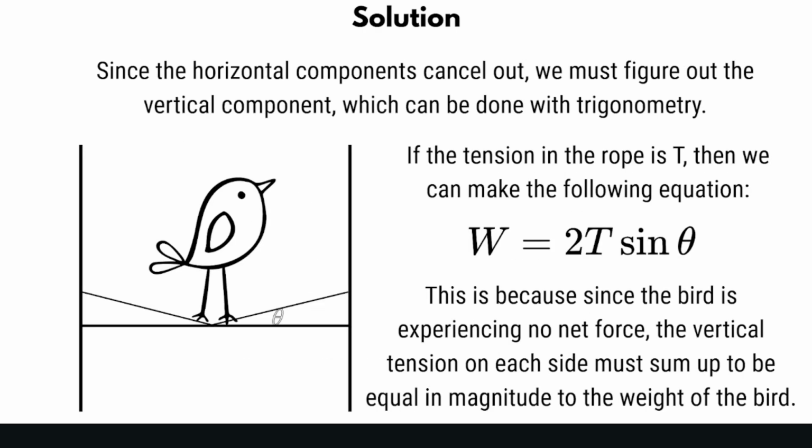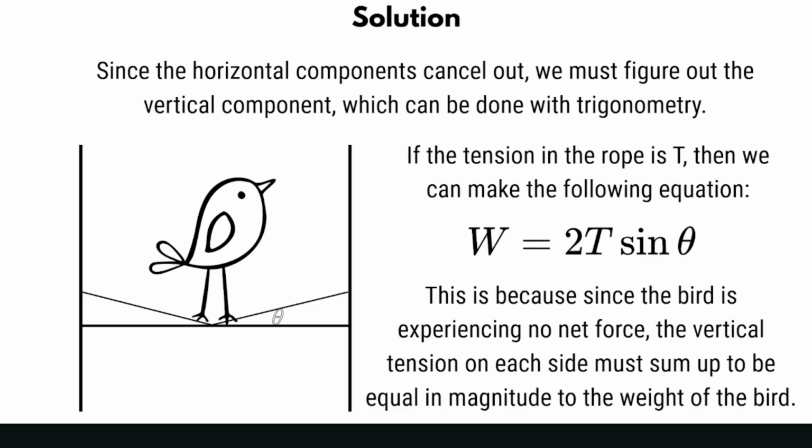Okay, so since the horizontal components cancel out, we have to figure out the vertical components, which we can do using trigonometry. So if the tension in the rope is T, then we can make the following equation, right? W, which is the weight of the bird, is going to be equal to 2T sine theta, where theta is the angle between the horizontal and the rope, the bending rope.